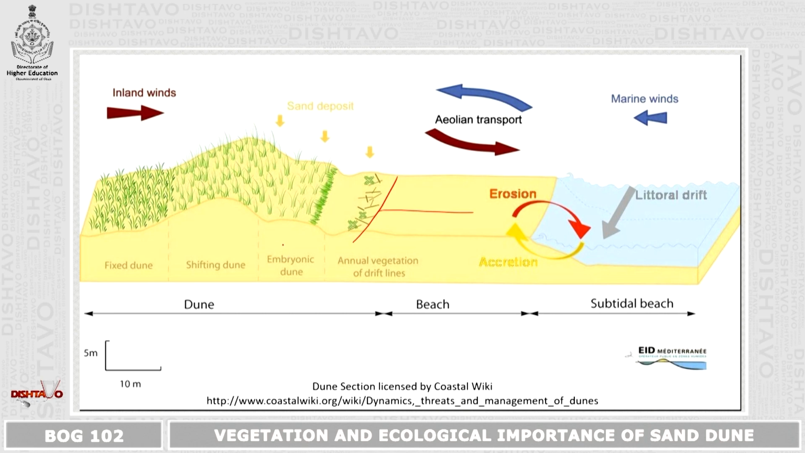There is an embryonic dune that is just starting. Because of the winds, there is shifting of the dune. The dune will shift from one place to another as the wind might come from the seaside or the land side. Finally, at the back, we have a fixed dune. And that is where we see a lot of vegetation.